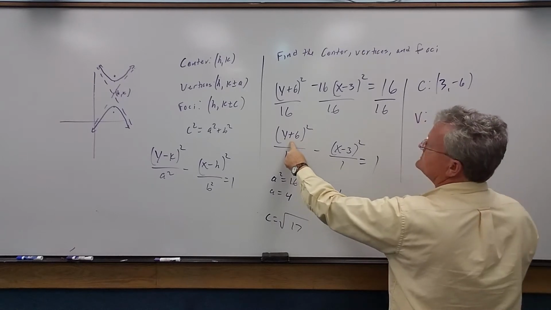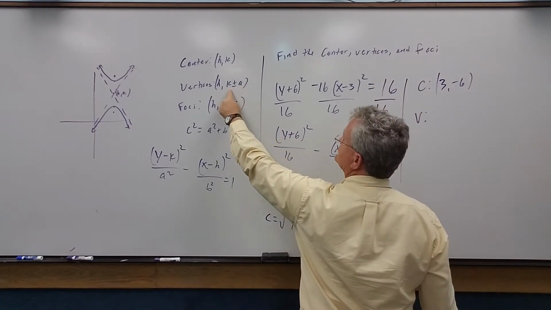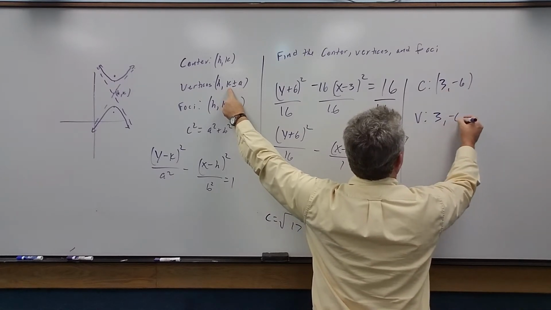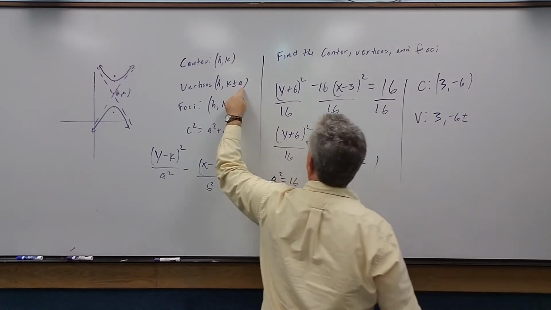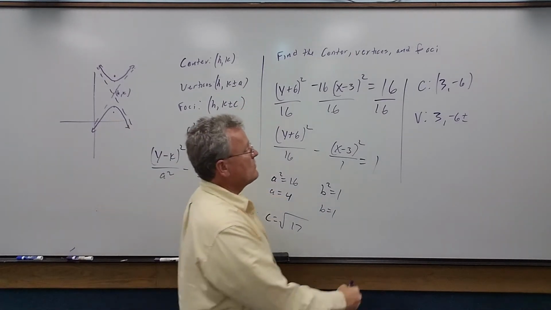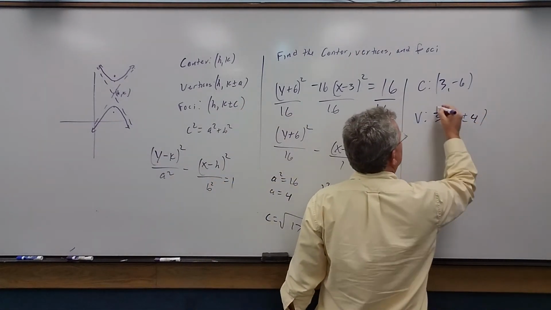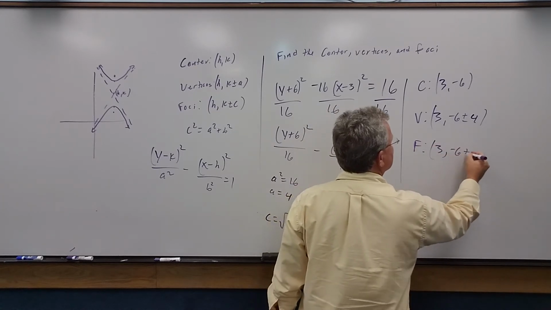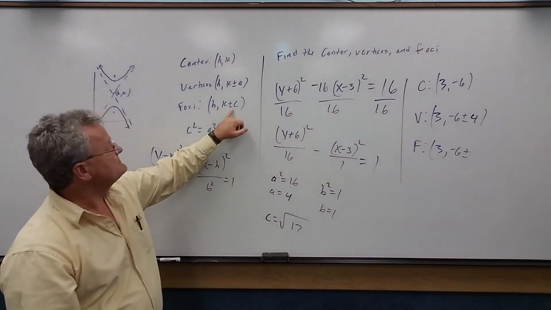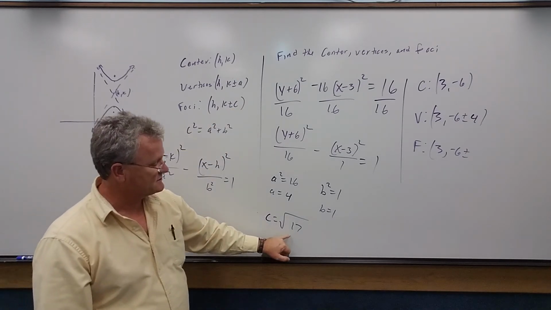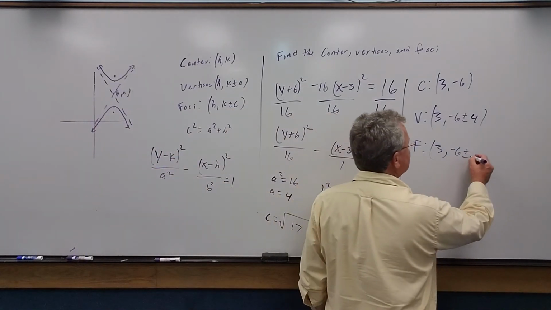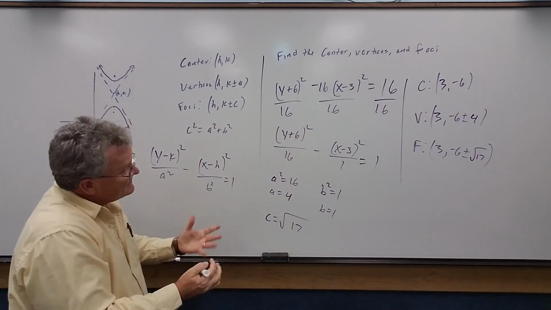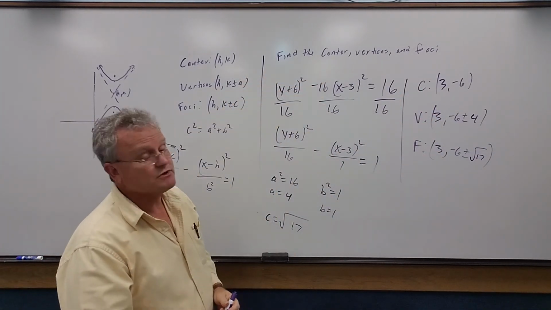The vertices, well, the a gets added to the y component of our center. So we get (3, negative 6) plus and minus a, a is 4. And the foci are (3, negative 6) plus and minus c. c in this case is the square root of 17. And there's the answers for this particular problem.